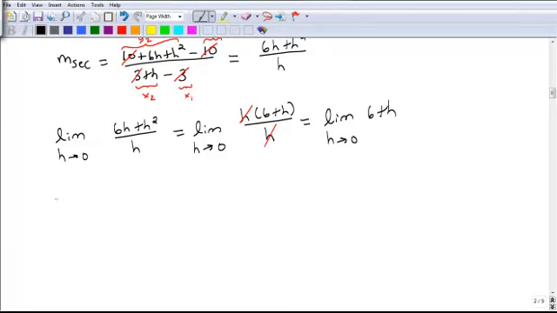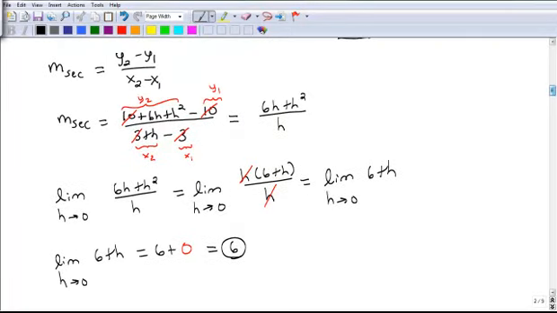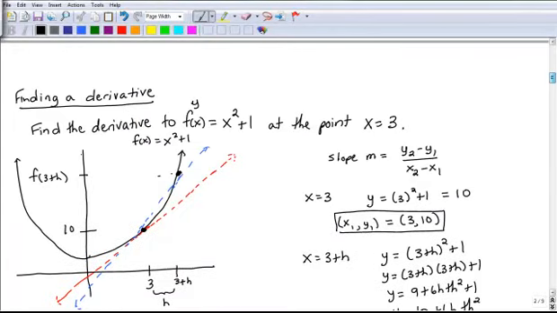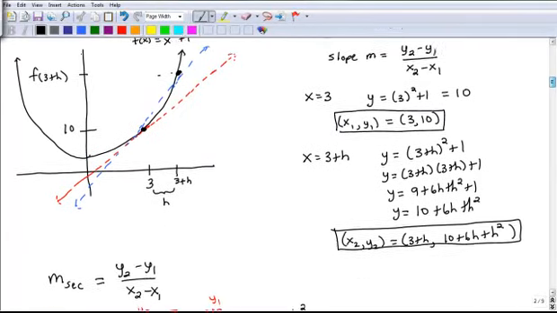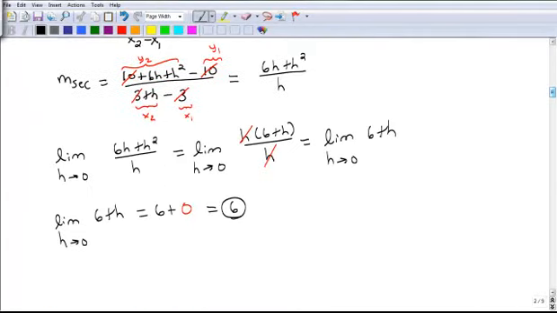Well, now that I've simplified this, I can actually plug in 0 for h, because I've canceled it out of the bottom. When I plug in 0 for h, I get 6. Well, what does 6 tell me? That 6 is the derivative of x squared plus 1 at x equals 3, which is the slope of the tangent line to x squared plus 1 at x equals 3.